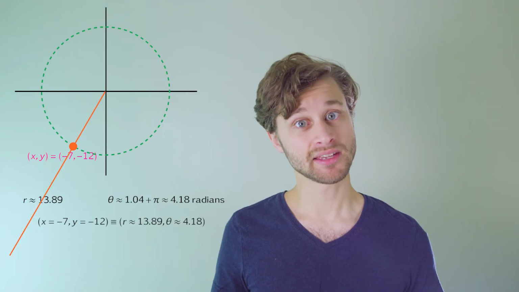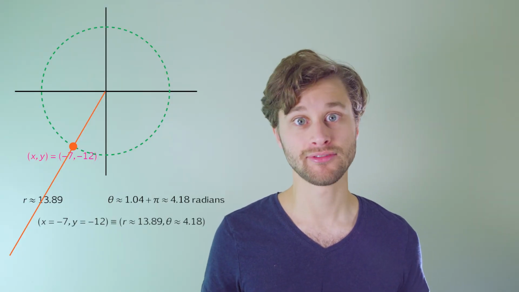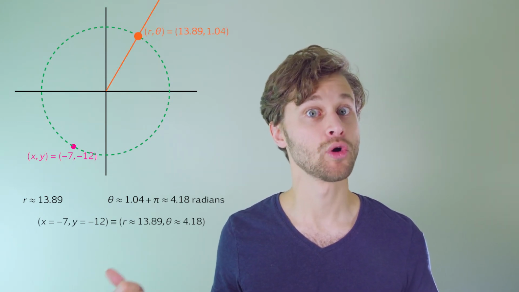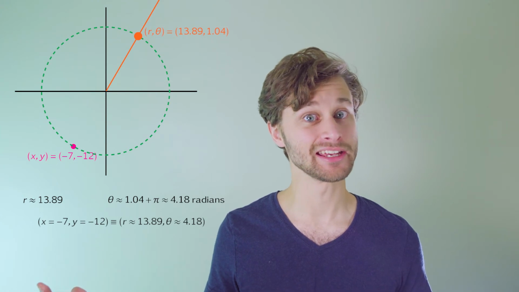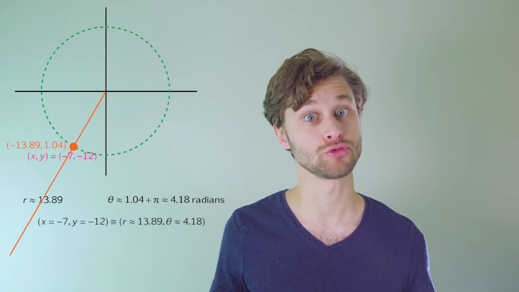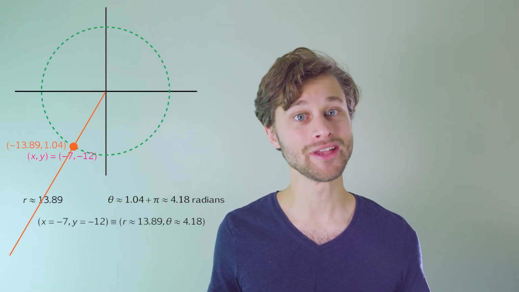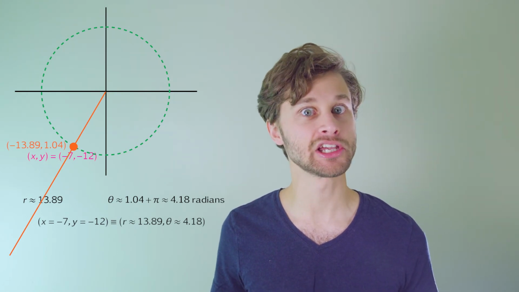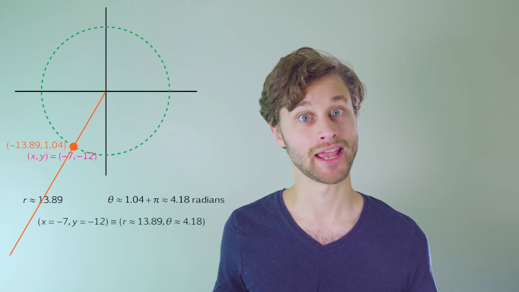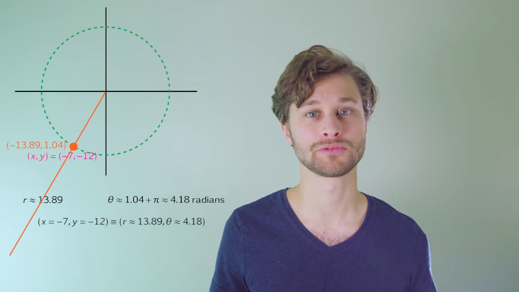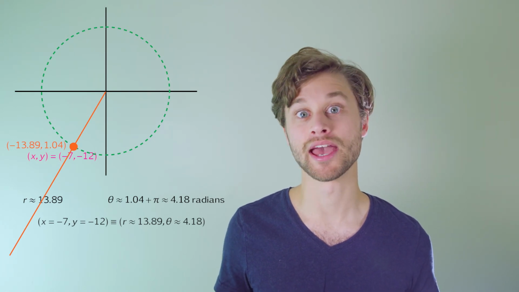Now let's talk about one more thing, which is, can r be negative? And some people would argue that yes, r can be negative. And what that means is that if I were to take the point 13.89, 1.04 and make r negative, that flips the position of that point across the origin and brings it down to the third quadrant here. So now we can see that the point -13.89, 1.04 is equivalent to positive 13.89, 4.18. However, to eliminate this ambiguity, we often restrict r to values between 0 and positive infinity.